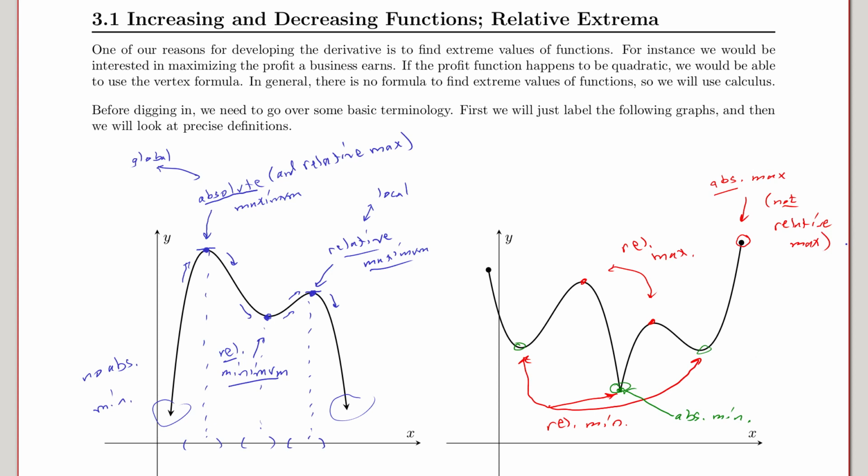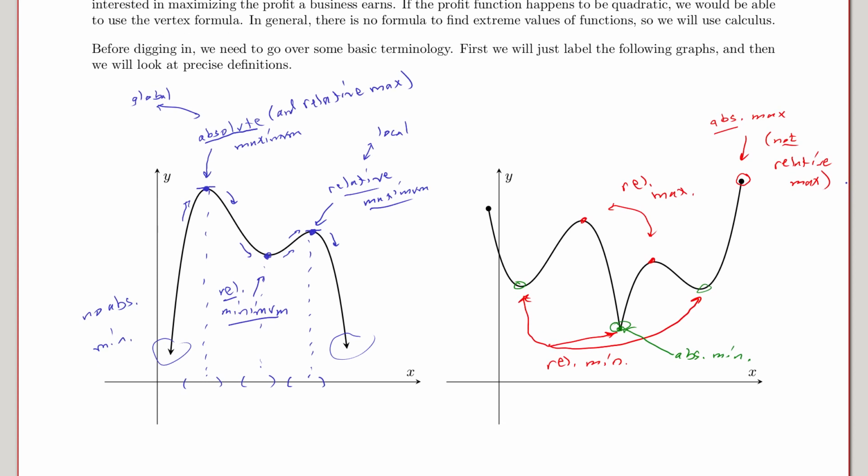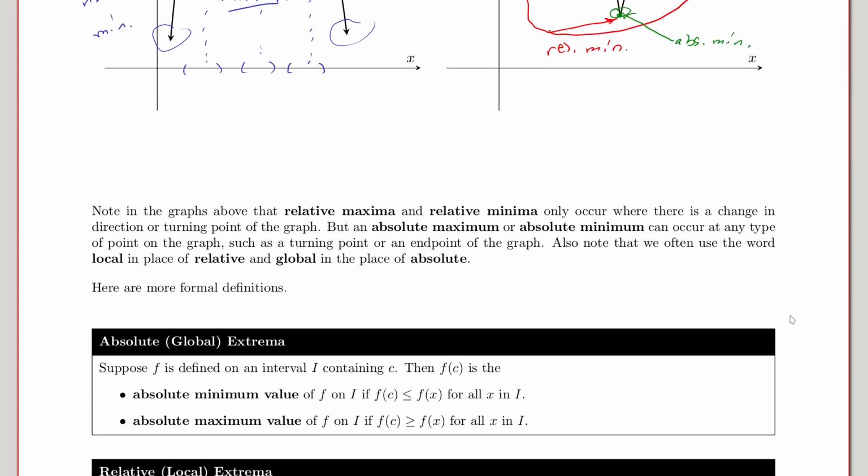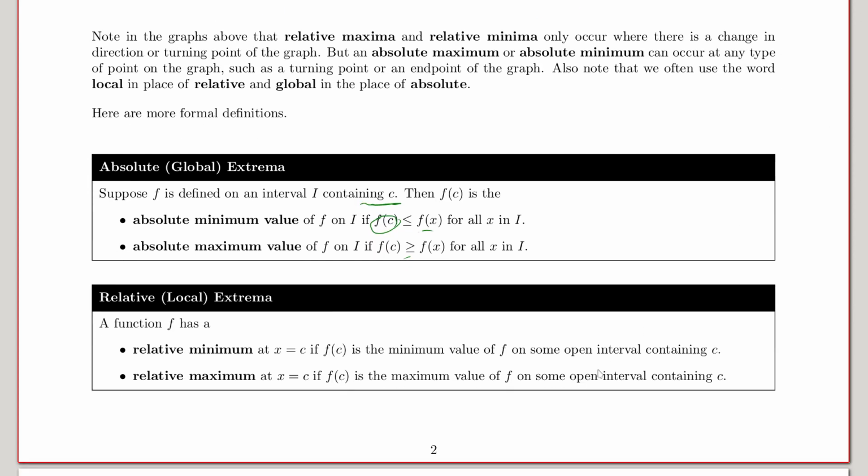And if you scroll down and now try to match the definitions up, they might make a little more sense, at least for absolute max and min. You have an absolute minimum at some value C if the functional value is less than or equal to every other value. You have an absolute maximum if you're greater than every other value. And then the relative is kind of the same idea, except you're looking at just over a particular interval.